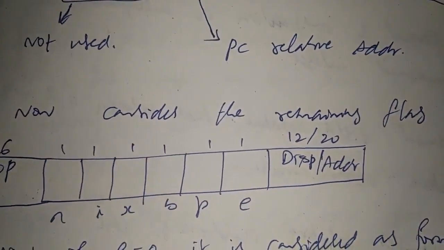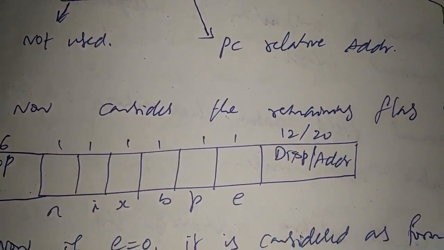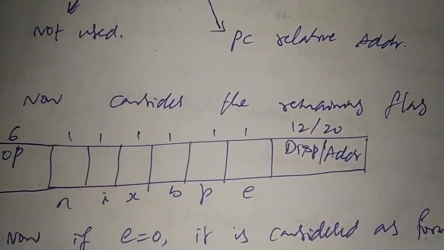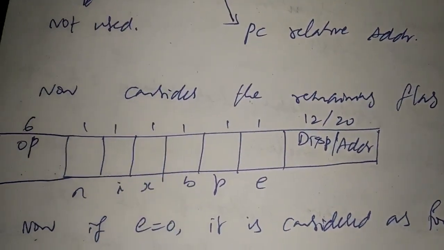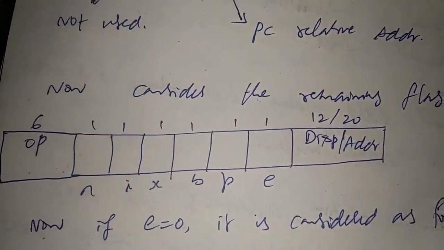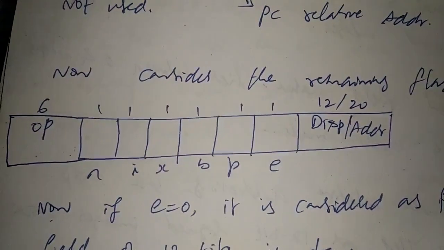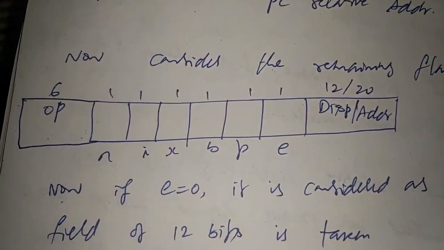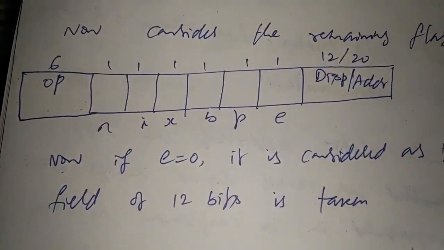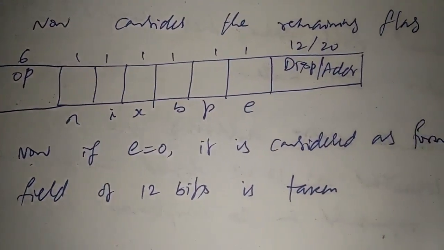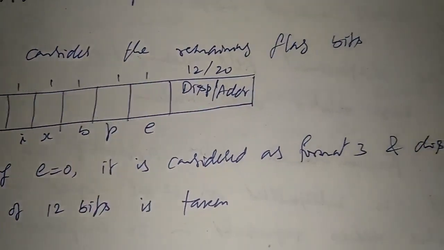And if it is format 3, then we use displacement with 12 bits. If it is format 4, the address is considered with 20 bits. As told earlier, for format 4, E value is set to 1. Otherwise, if it is 0, it is format 3. Now, if E is equal to 0, so that's what I have told.